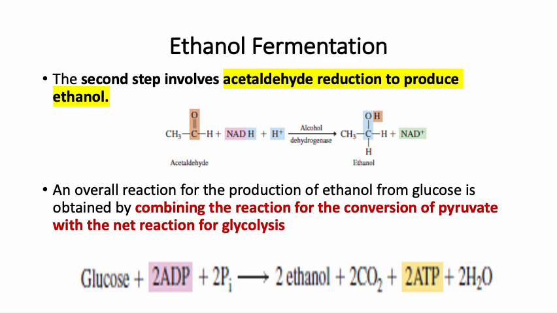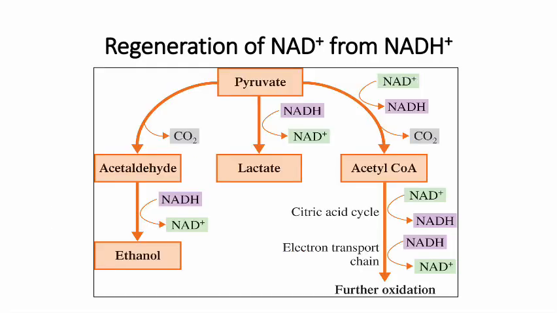Now, the second step of ethanol fermentation involves acetaldehyde reduction to produce ethanol by the enzyme called alcohol dehydrogenase. So again, note that NADH and NAD do not appear in the final equation, so they are both generated and consumed. An overall reaction for the production of ethanol from glucose is obtained by combining the reaction for the conversion of pyruvate with the net reaction for glycolysis. Now, this figure summarizes the relationship between the fates of pyruvate and the regeneration of NAD from NADH.